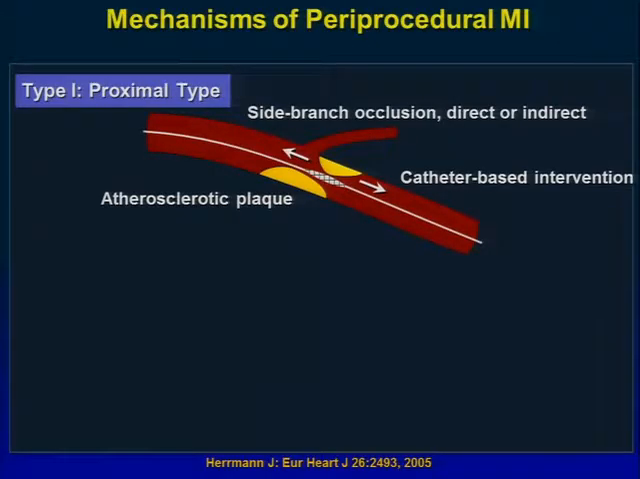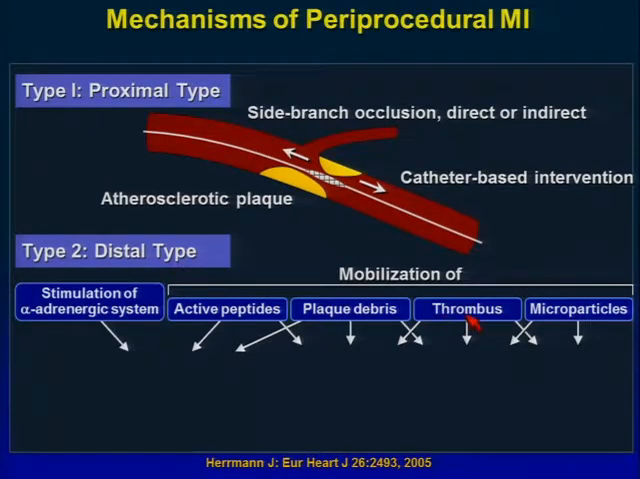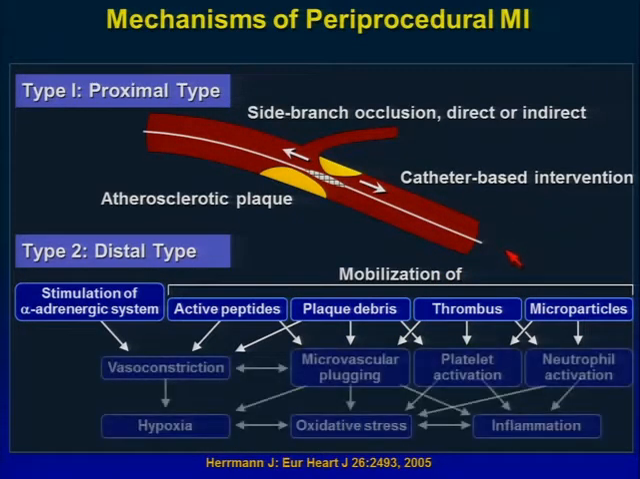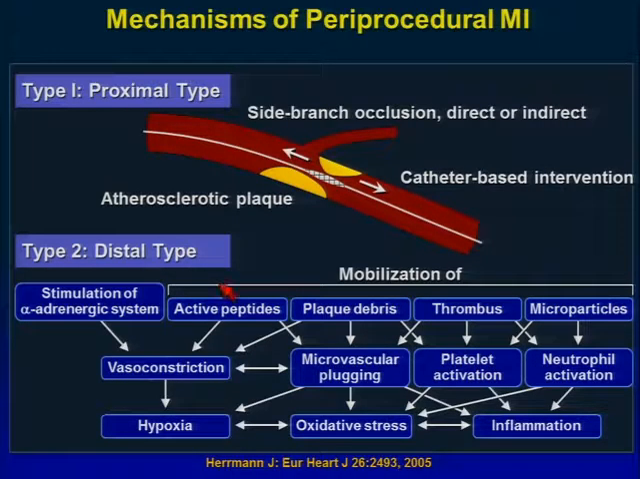In terms of mechanisms of periprocedural MI, two different types have been described. The type 1 is a proximal type, which is mainly due to side branch occlusion, and this could be an occlusion caused directly or indirectly during a coronary artery revascularization procedure. And type 2, which is more of a distal type, is mainly due to distal embolization, which could be thrombus, plaque debris, or microparticles. The mechanism of myocardial infarction in the type 2 distal type could be one of many different reasons. It could be microvascular plugging, it could be platelet activation and neutrophil activation leading to inflammation and release of vasoactive mediators leading to vasoconstriction and hypoxia.